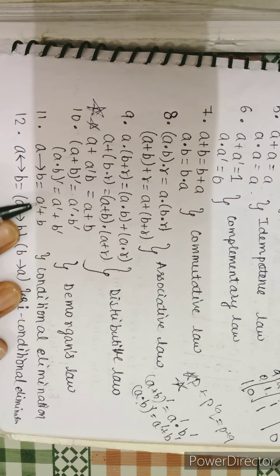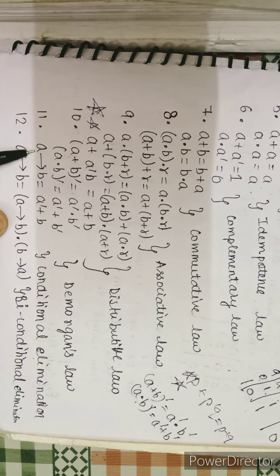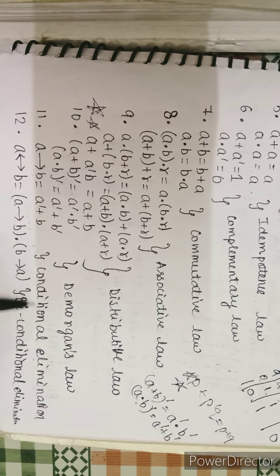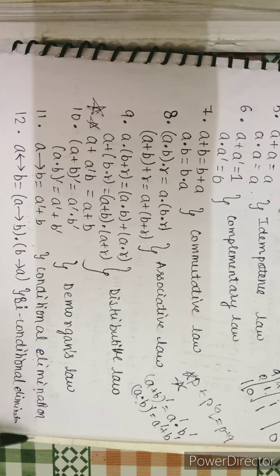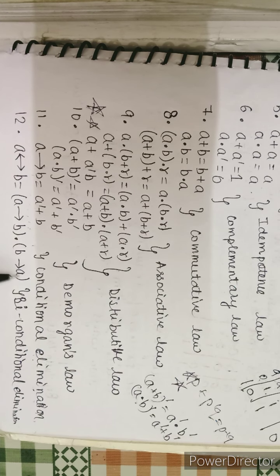Next is conditional elimination. As I have told you earlier, A implies B equals A bar plus B, so this is also known as conditional elimination. Next is biconditional elimination, that is A double implies B equals A implies B dot B implies A.